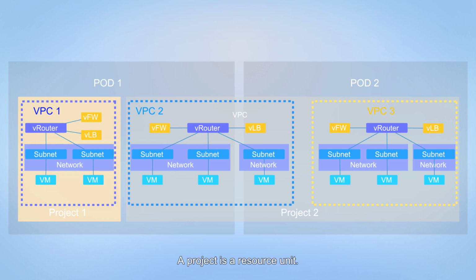A project is a resource unit. It supports cross-pod deployment. Tenants lease resources based on projects. In a project, service units are deployed with vRouter as the core. A service unit supports cross-pod deployment. Service units of a tenant can be deployed on different pods.